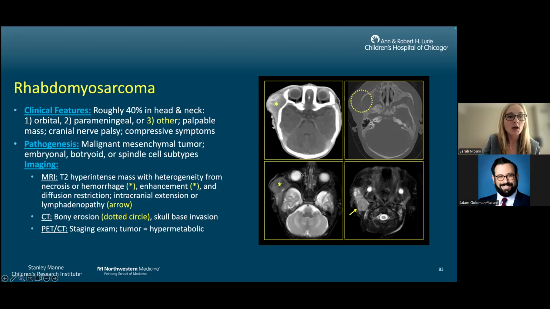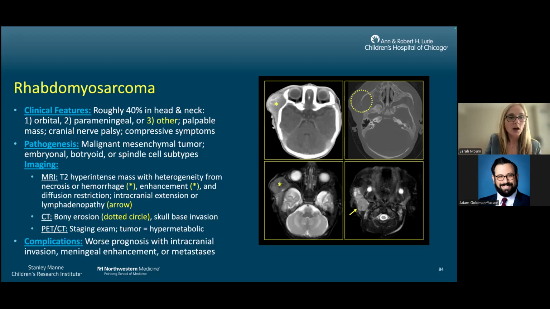All right, taking a closer look at the imaging, the upper images are CT. In the soft tissue, we can see that it's enhancing heterogeneously, and there's erosion of the adjacent zygoma. By MRI, we can see the lesion on T2, and we see adjacent lymphadenopathy at the lower right. PET CT is going to be important for staging, and any tumor involvement would be expected to be hypermetabolic.